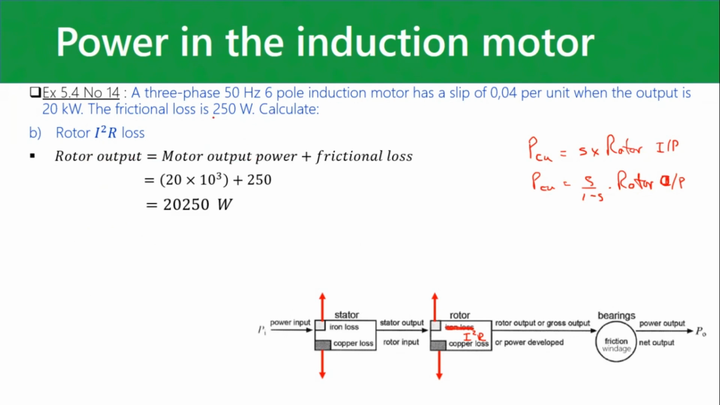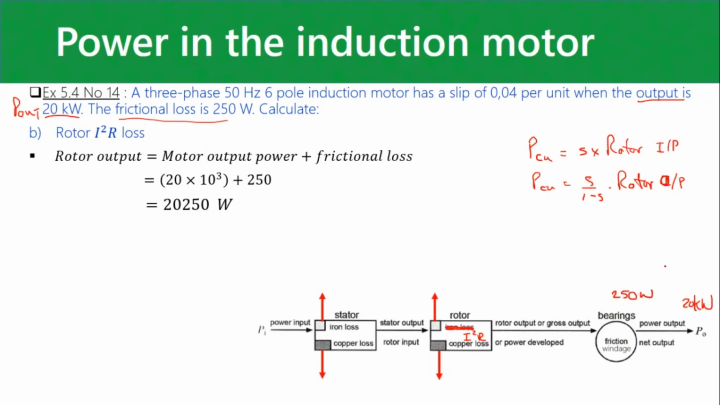And they tell you that the output of the motor is 20 kilowatts. That's P out of the whole motor. If they tell you it's a 20 kilowatt motor, it's not the input power, it's the output power. Always. It's rated at 20 kilowatts. It's always the mechanical output power. So we know that, and we know the frictional loss. This stuff here is 250 watts.